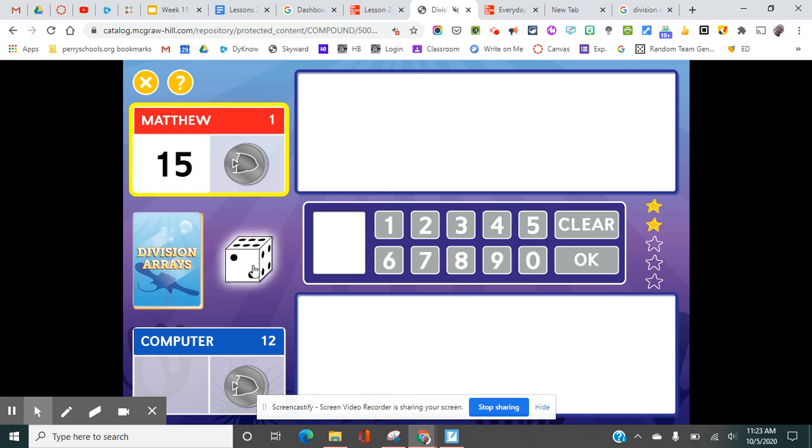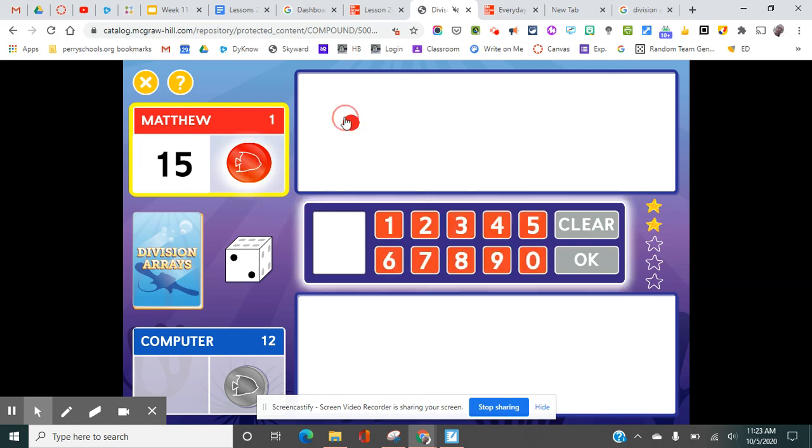Oh, 15. This could be good. 15 in 2 rows. All right, so I'm going to make 2 rows. Last time I had to make 5 rows. This time I have to make 2 rows. I'm going to drag these all out here. See how I'm making 2 equal rows? I have a lot. That's good for me. Good for my points.